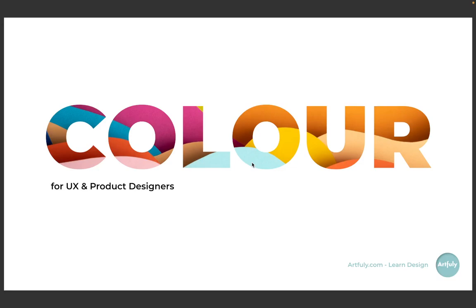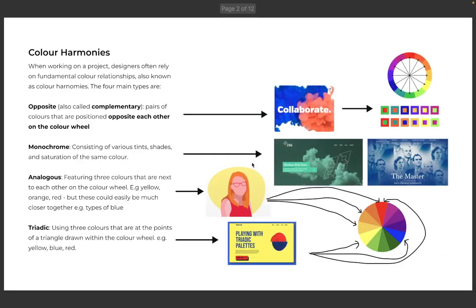Colour for UX and product designers. So when working on a project, designers often rely on fundamental colour relationships, which are known as colour harmonies.